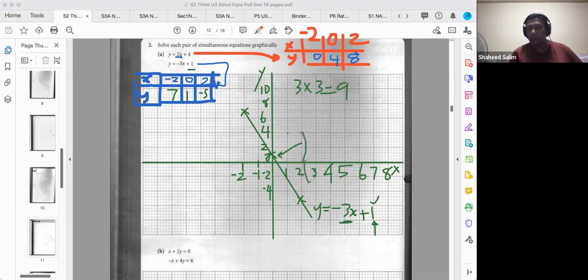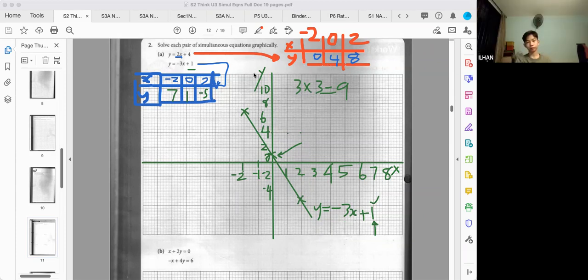From here to here is 9 points. From here to here is 3 points. Can you roughly see that? Yeah. Try the next one now.